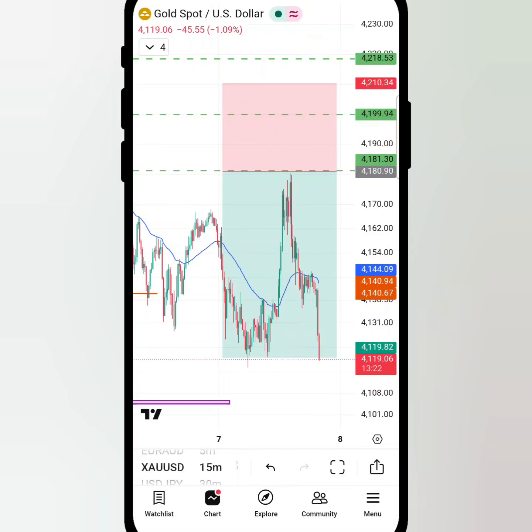Gold is a very high volatile pair, so it's not beginner friendly. In this video, I'll show you how you can spot this particular strategy and how you can use it over and over. And you can see I hit my full TP already on this gold.